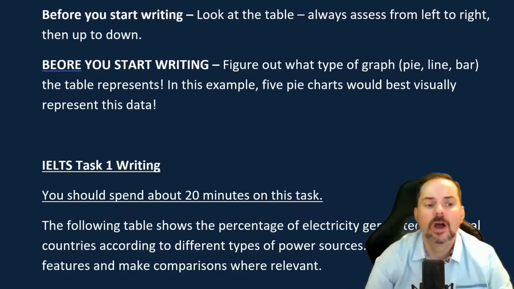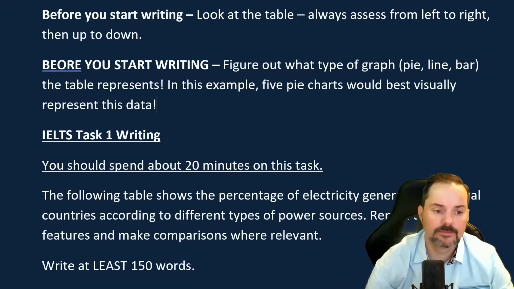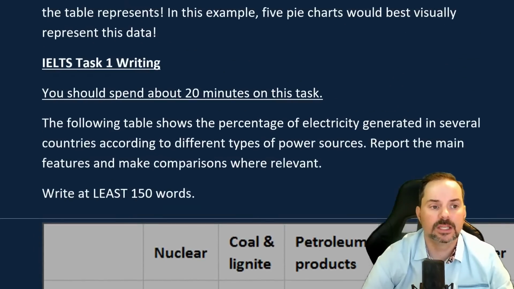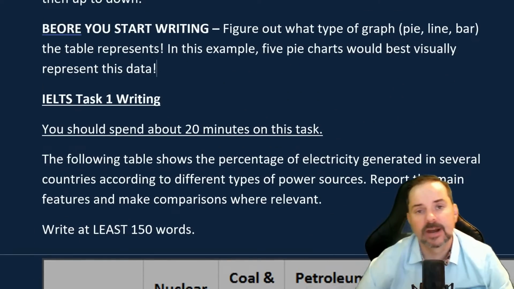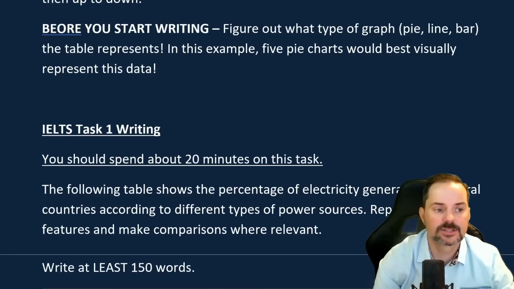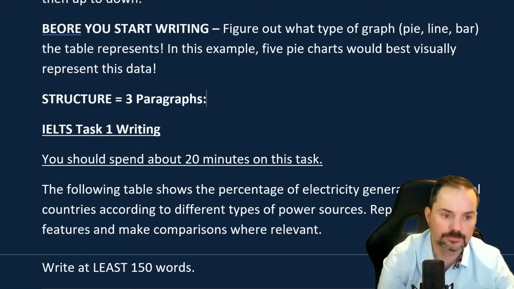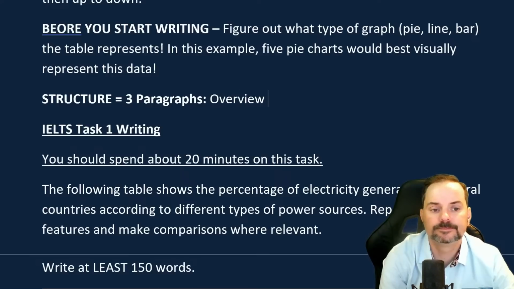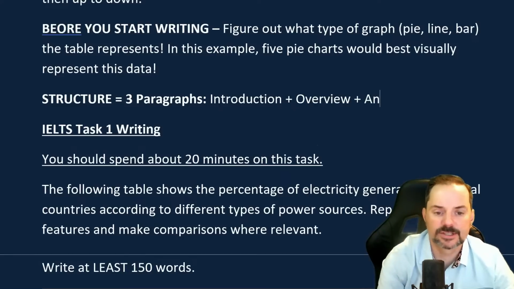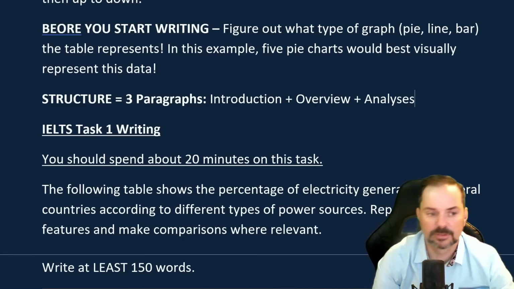Okay, very important. All right, now, for task 1, what you need is 3 paragraphs, especially when it's one table like this, okay? So the structure: 3 paragraphs. Start with an introduction, then an overview, and an analysis, or analyses for plural, okay?